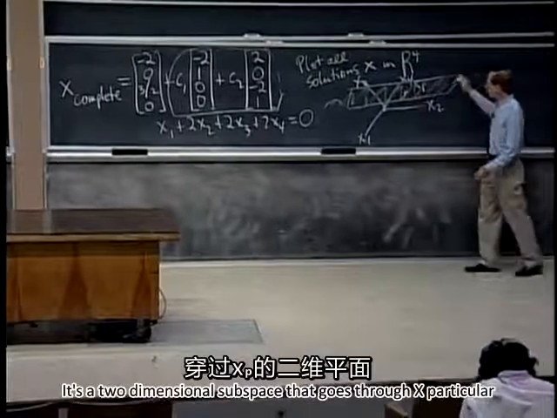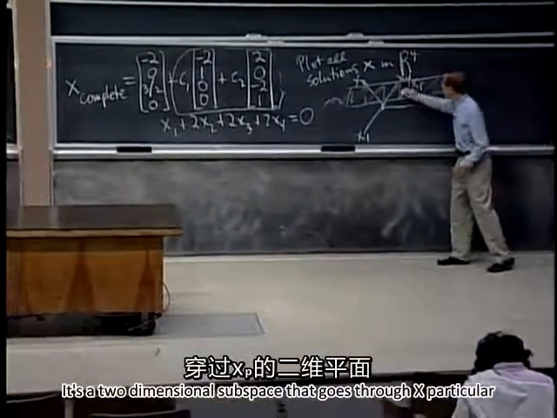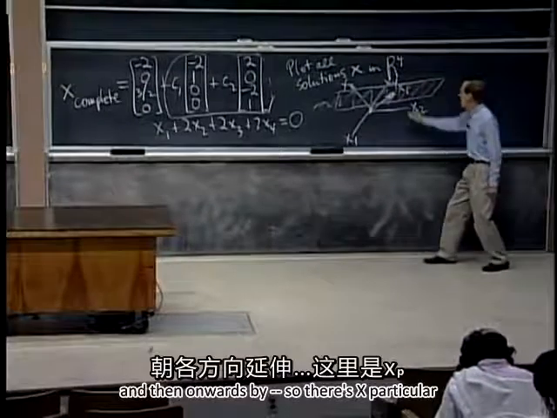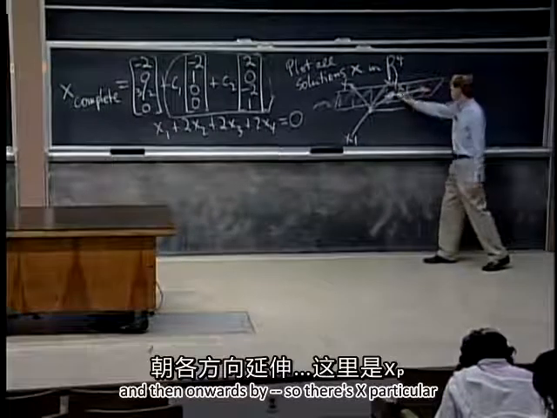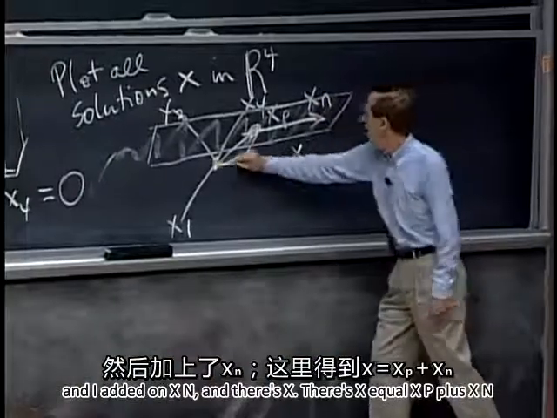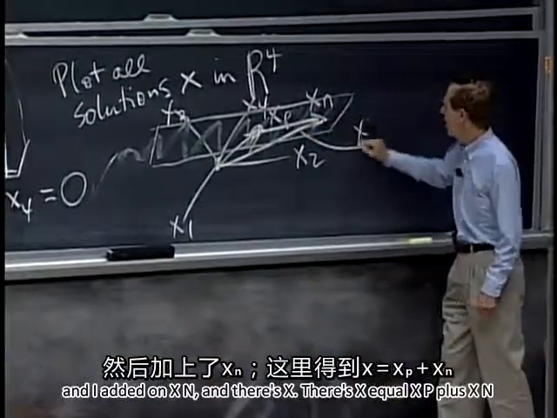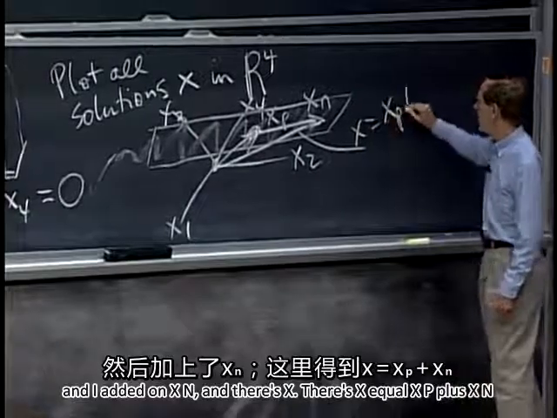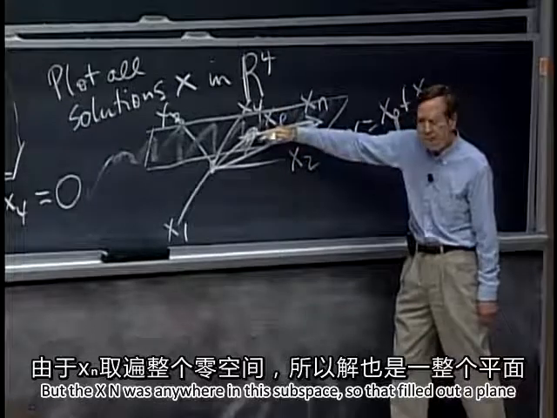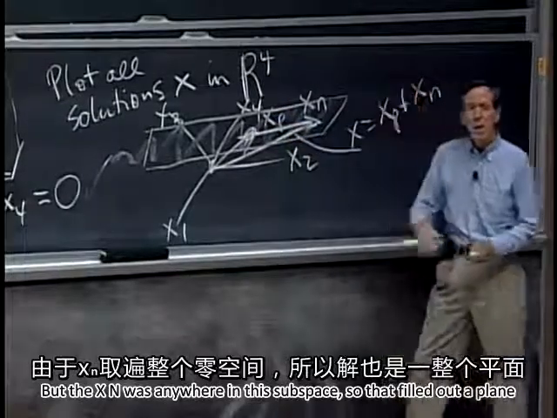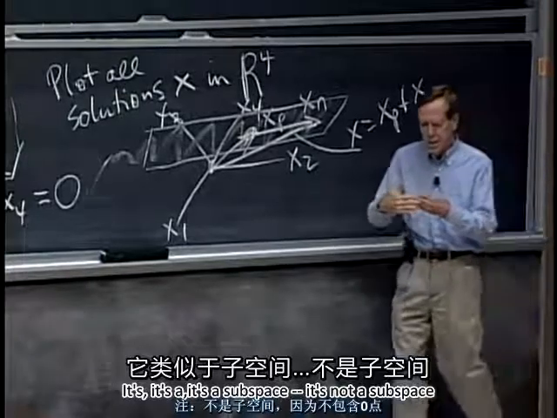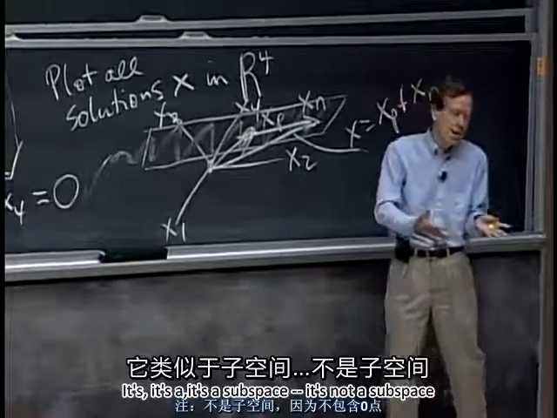It's a 2-dimensional subspace that goes through x particular, and then onwards. So there's x particular, and I added on xn, and there's x. There's x equal xp plus xn. But the xn was anywhere in the subspace, so that filled out a plane. It's a subspace. It's not a subspace. What am I saying?